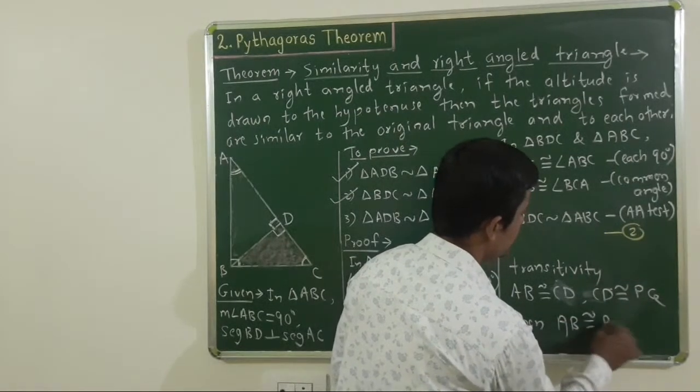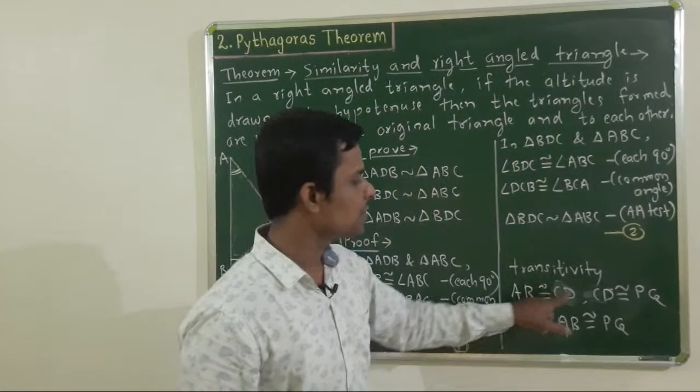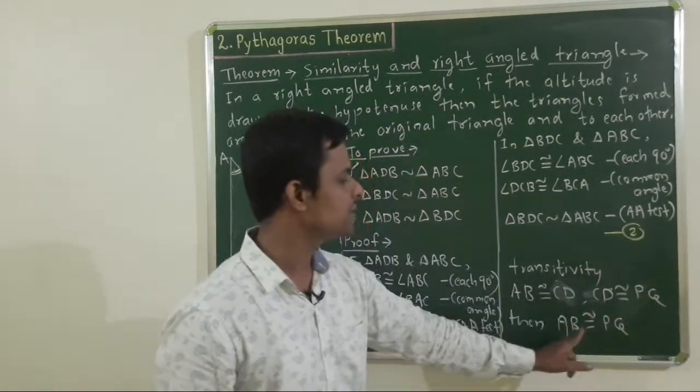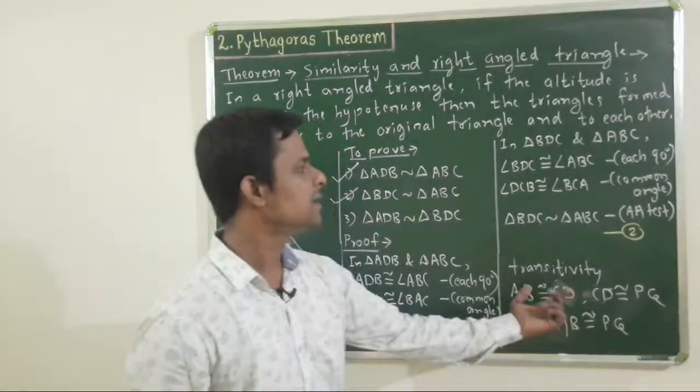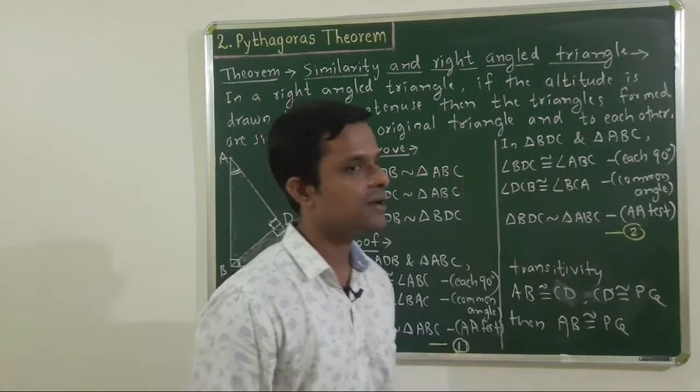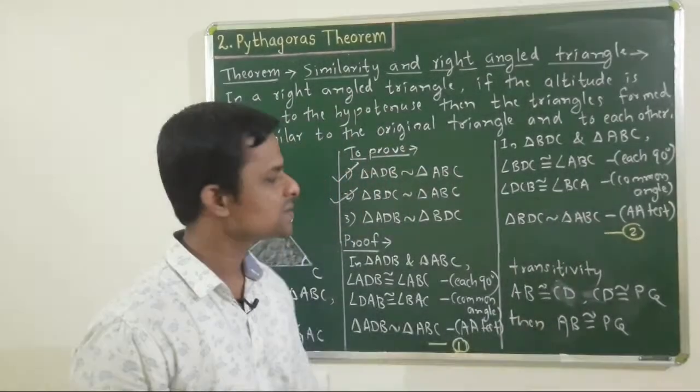AB is congruent to PQ. We see the first side is congruent to the second, the second side is congruent to the third, then the first and third are congruent with each other. This is about congruent segments. This property also holds for congruent angles, congruent triangles, and similar triangles too. It means we can use this transitivity property.